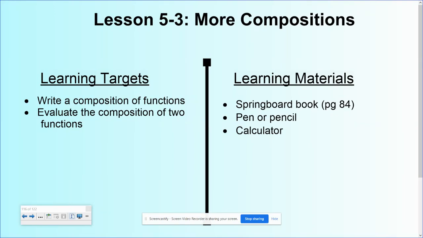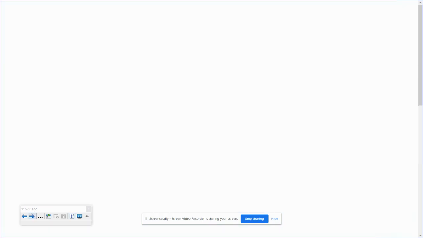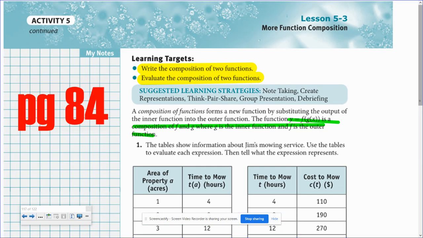Today's lesson is the last one in activity 5. We're going to be doing some more with compositions today, so we're going to evaluate compositions of functions. Open up to page 84 of your book and let's go ahead and get started.